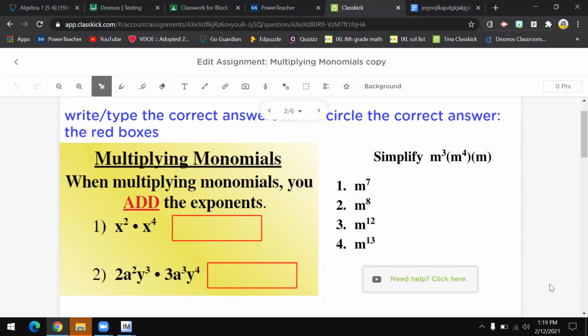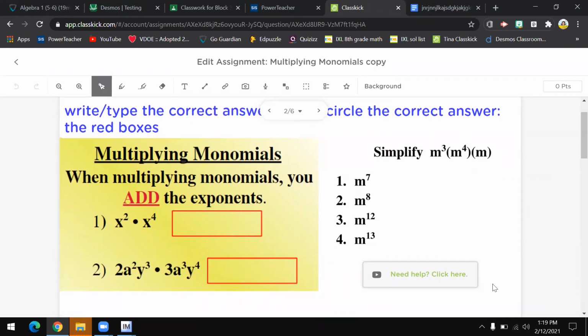So when we are multiplying monomials, when they have the same base, like this, both of these have a base of x. So the base is like the big number or letter, and then the exponent is the little one, right? So this is the base, that's the exponent. But when we have the same base like this, we just have to add their exponents. So what would this be if you added their exponents together? X to the what?